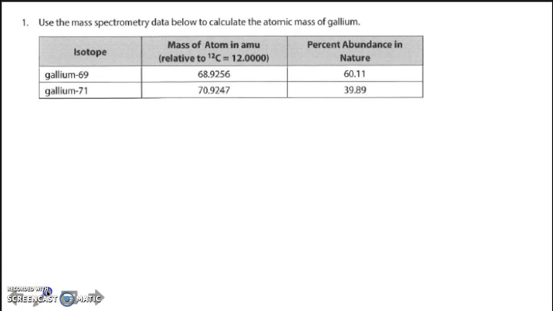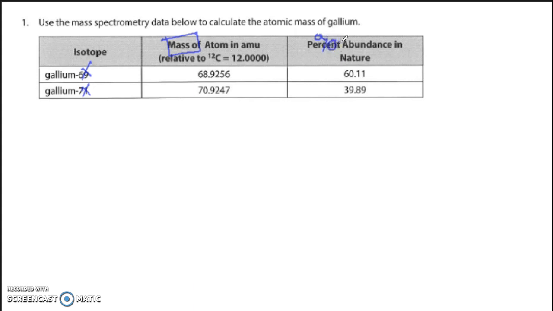When you actually have to calculate the atomic mass, you need a couple of pieces of information. So you need the actual mass, and you use the mass, not the mass number. Okay, the mass number is just an identifier for the isotope, but we're actually going to use the mass. And then you also need the percentages.